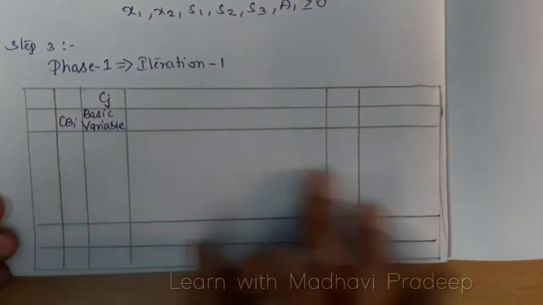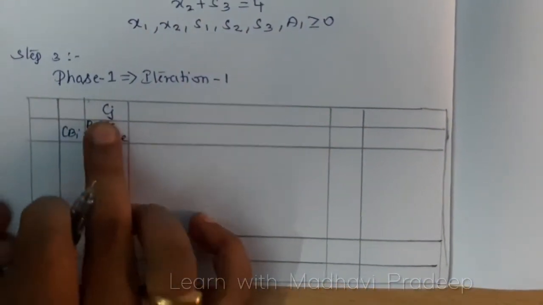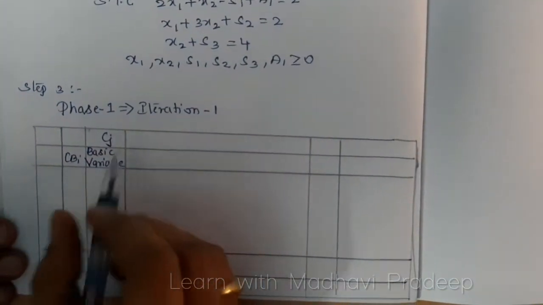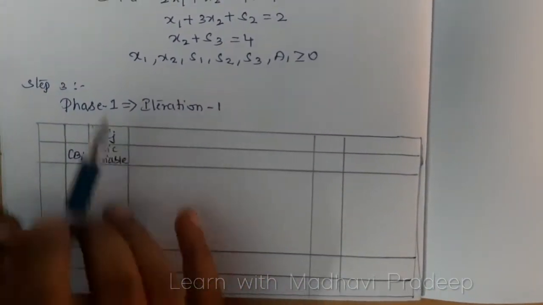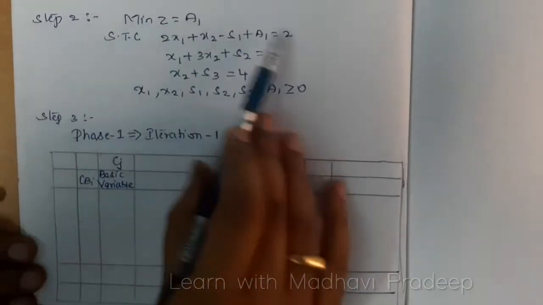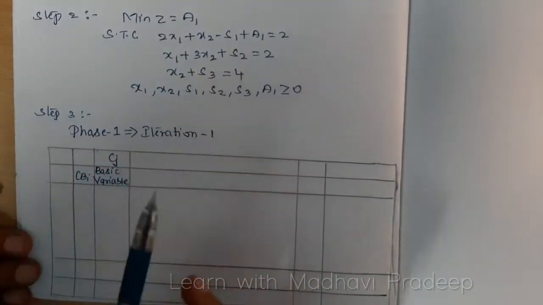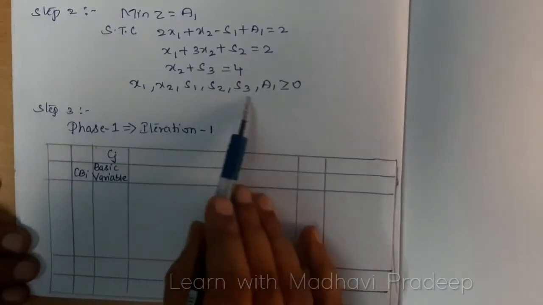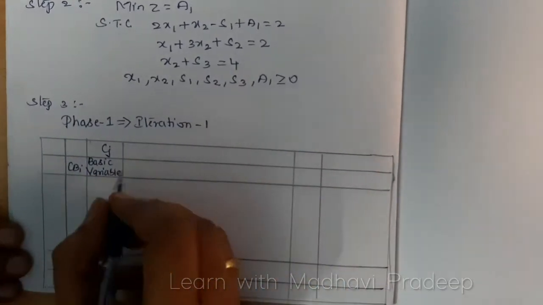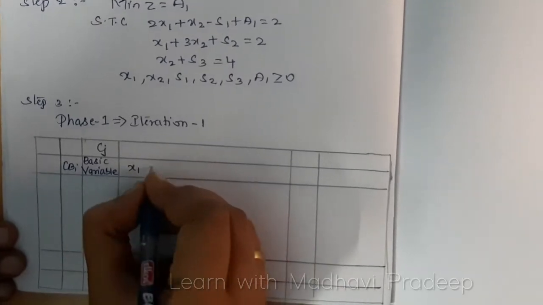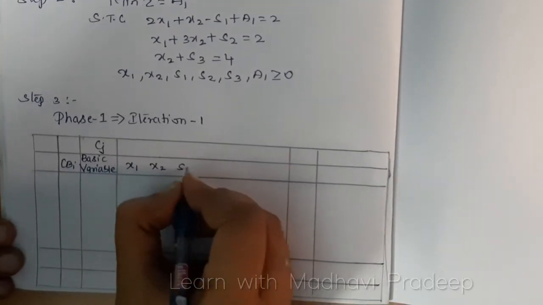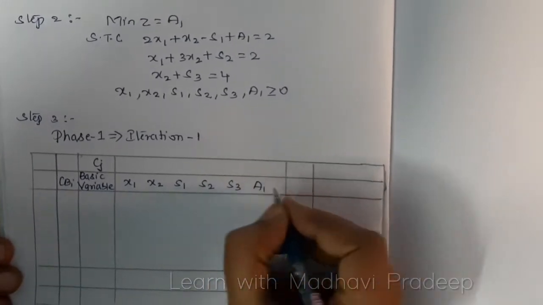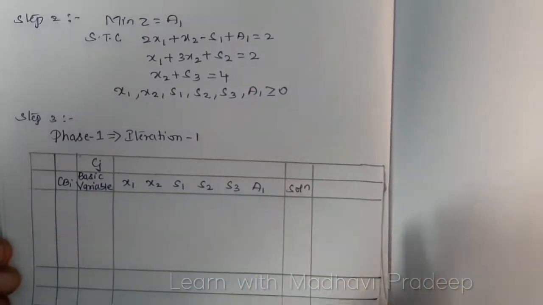So here in the table we'll have the basic variable, and Cj value is the coefficient of the basic variable. The basic variables are what we take from the revised objective function. So this is the revised objective function. Now let us write down the basic variables. These are the basic variables which we have in the constraints, that is x1, x2, s1, s2, s3, a1, and then the solution value.